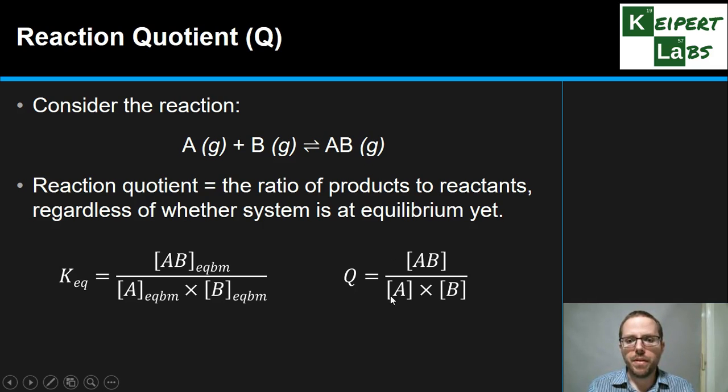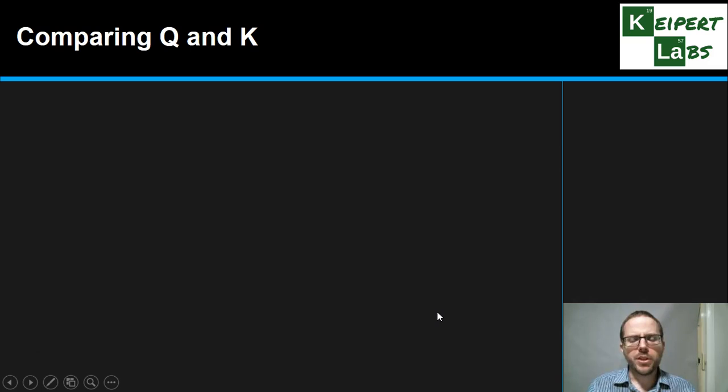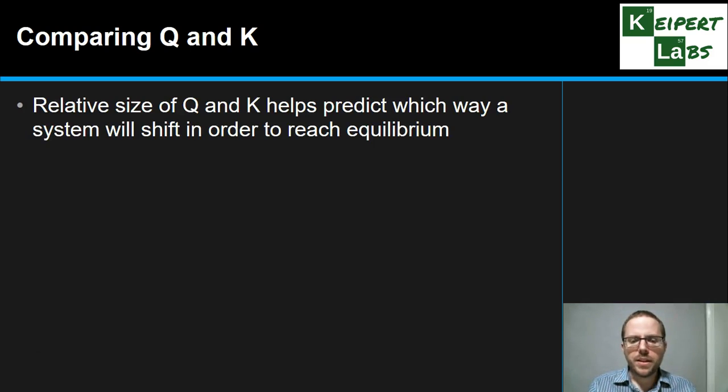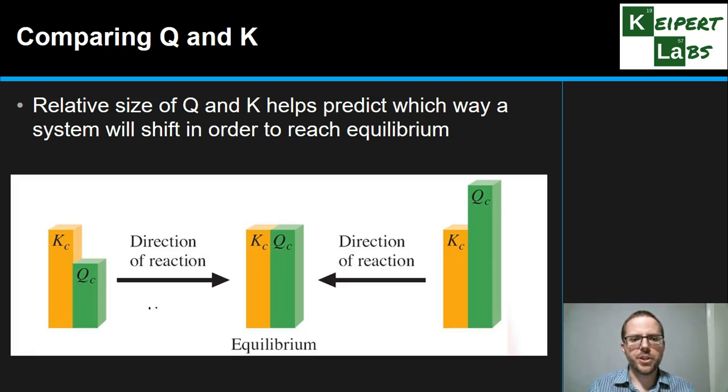Whatever this value calculates to be allows us to make a prediction of what's going to happen. Is it at equilibrium? If not, which way is it going to go in order to reach equilibrium? To know that, we need to know the relationship between Q, the reaction quotient, and K, our equilibrium constant, because this is the crucial thing that helps us decide what's going to happen. The relative size of Q and K, whether one is bigger or smaller than the other, helps us predict which way a system is going to shift in order to reach equilibrium.